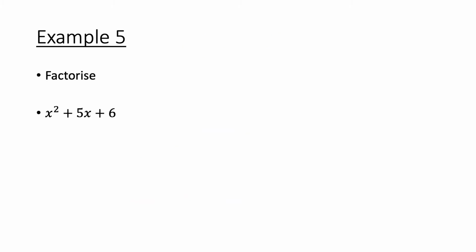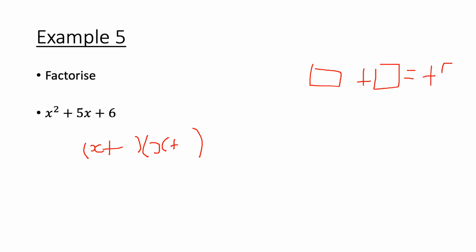Right, guys, factorize this one. This one's a quadratic expression, so I've got 3 terms here. The rule is it's going to be double brackets. X squared is made by x times x, and then I'm going to put a plus there and a plus there. The reason for a plus and a plus is because this is a plus and that's a plus. So it's 2 numbers that add to make positive 5 and multiply to make positive 6.